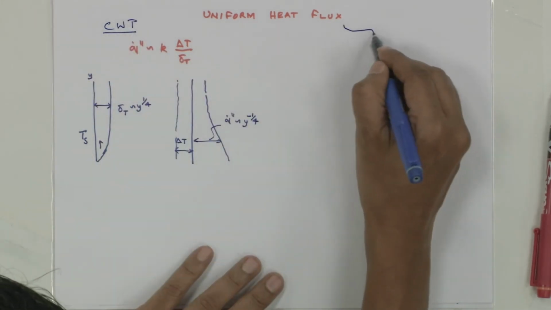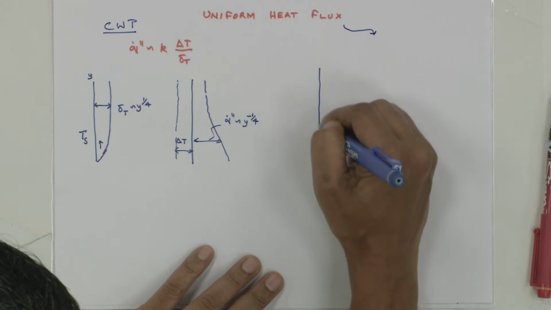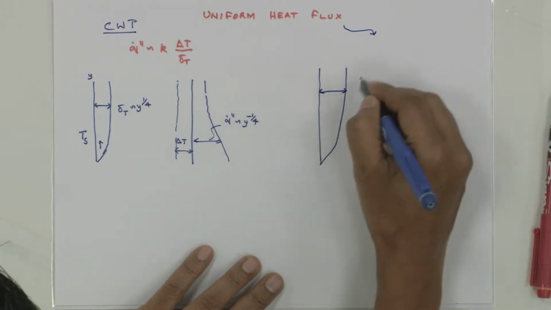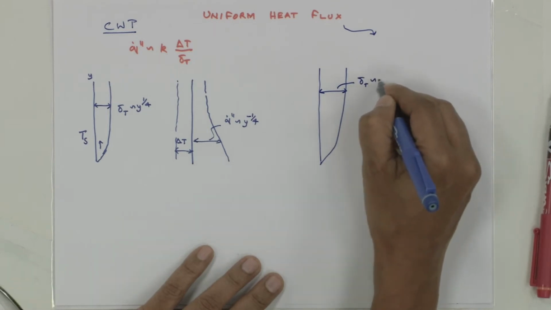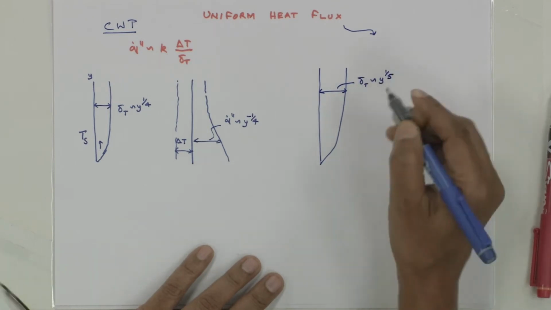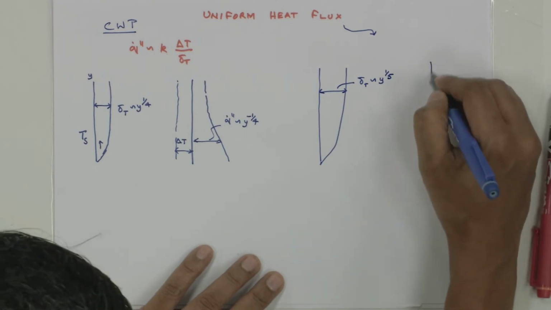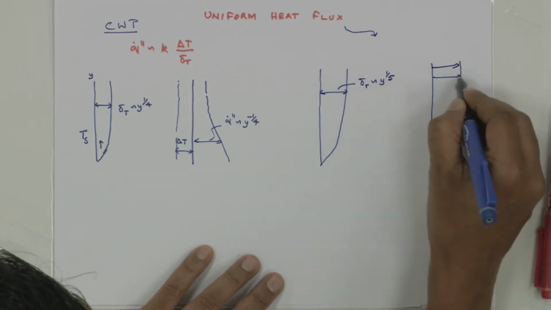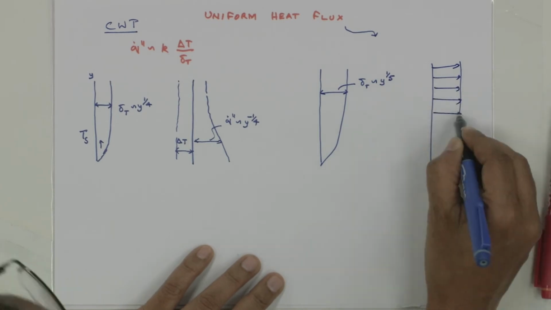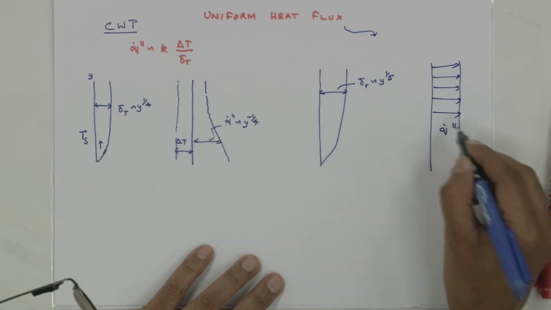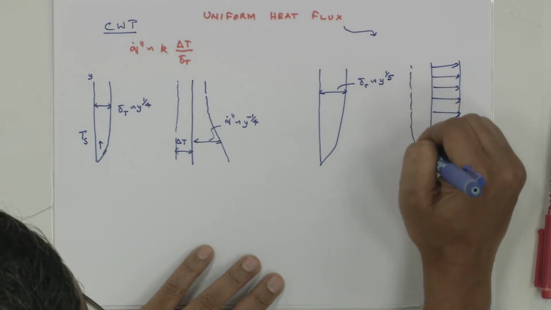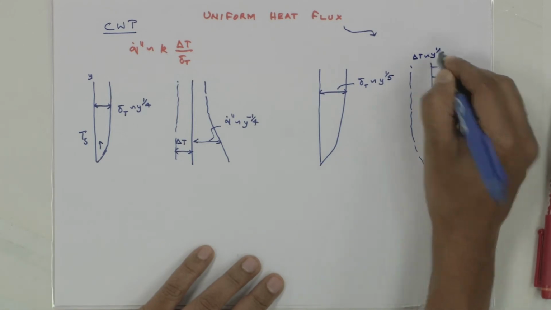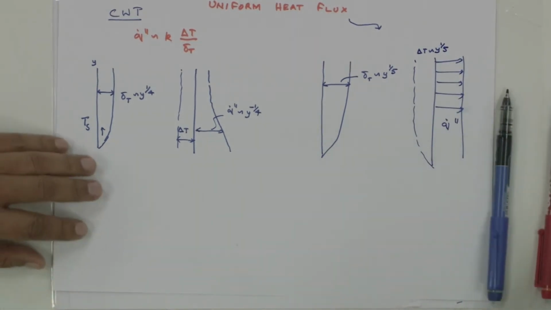If you take the uniform heat flux case, the boundary layer we are going to show now, the boundary layer delta T is of the order of y to the power of 1 by 5 and heat flux is going to be constant. This is heat flux and your delta T is going to be of the order of y to the power of 1 by 5. We will show that. So let's get started.